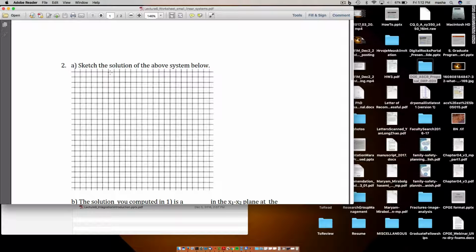Every plane has a normal and a point it passes through. So this normal is visualized as these coefficients of x1, x2, x3, so 3, 1, minus 1.